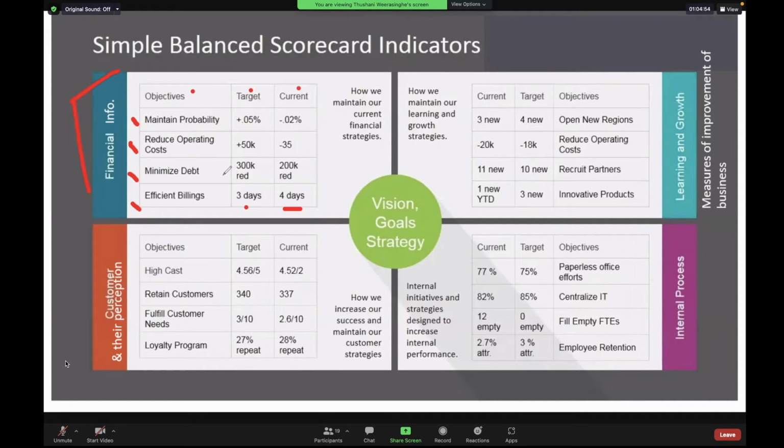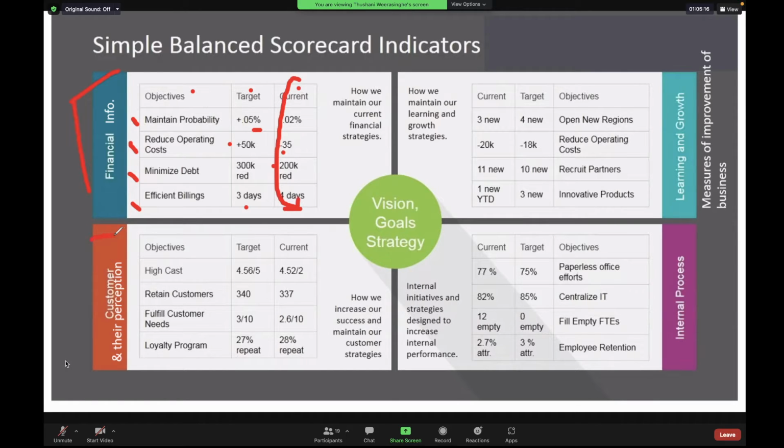Minimize the debt. Okay, so now we have 300k, and then you have to go with this. And then we say reduce the operating costs. Okay, so we have minus here. So likewise you have the current status. So this needs to be looked at with respect to this.